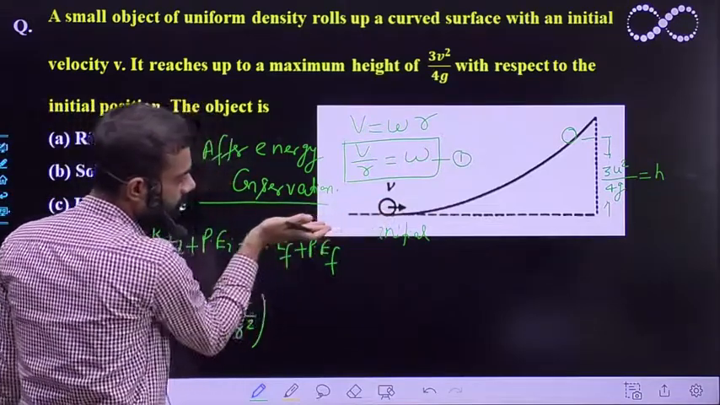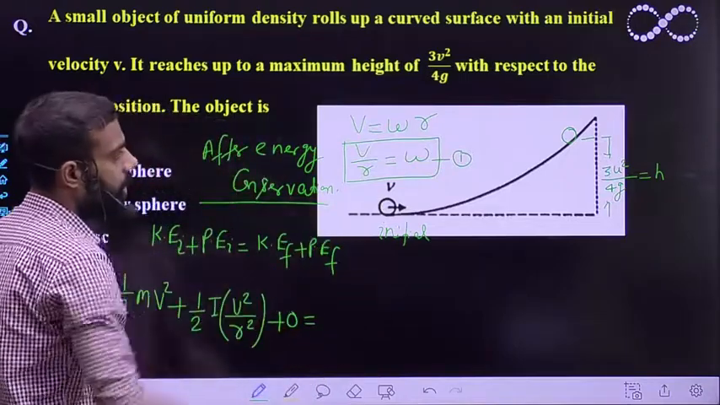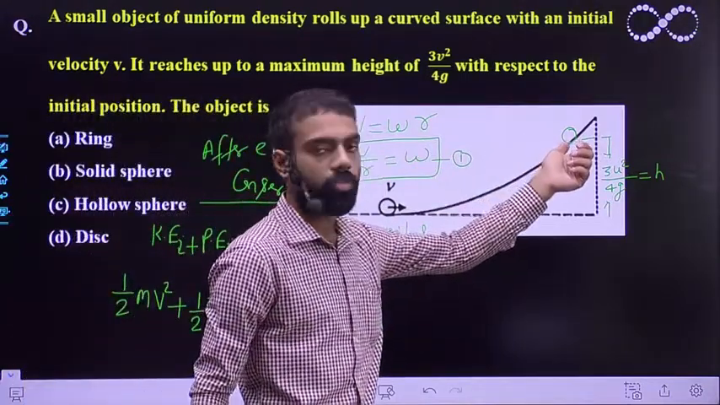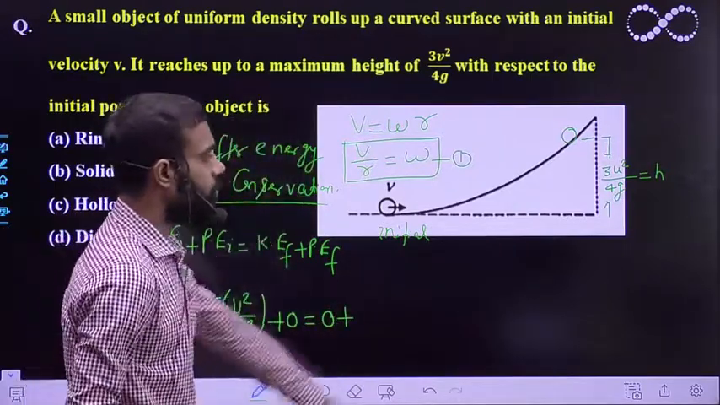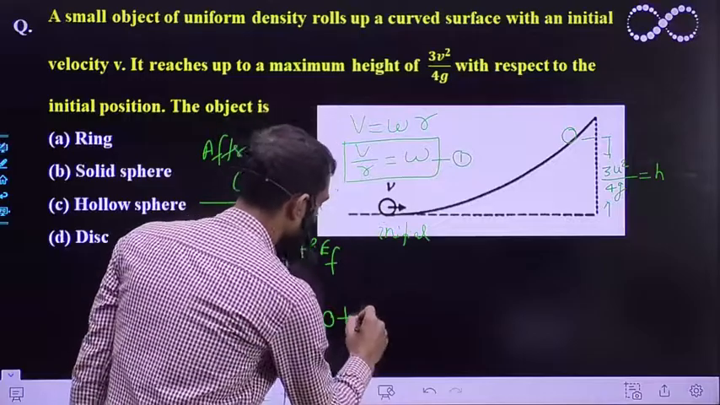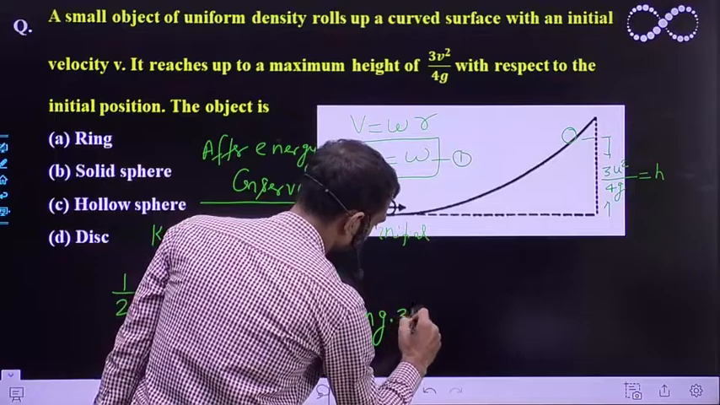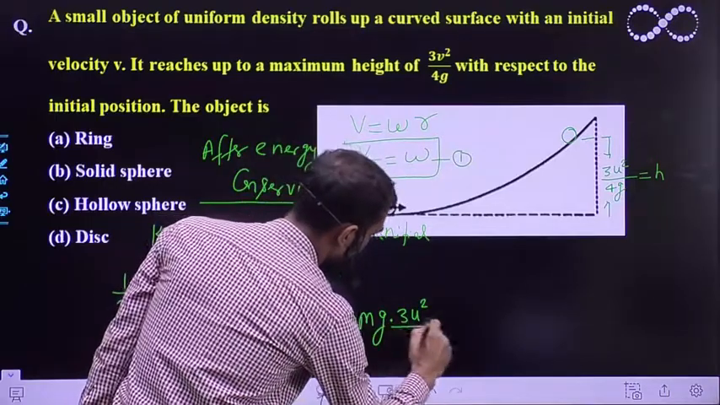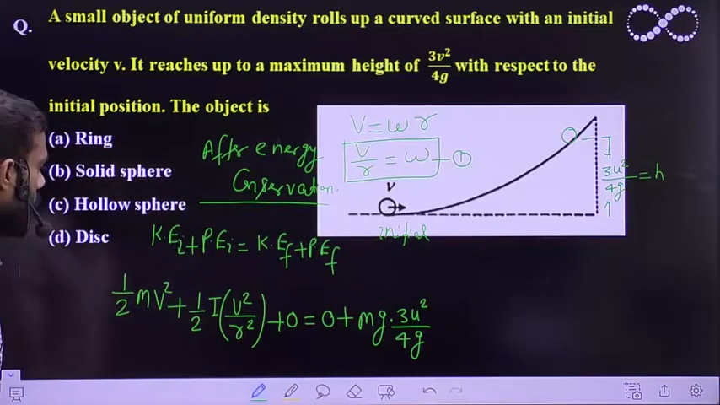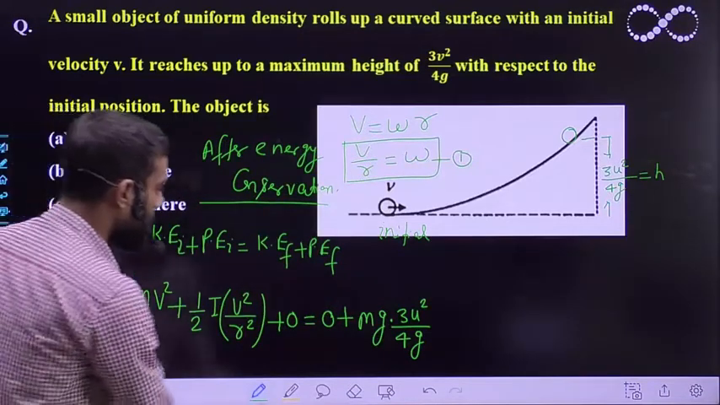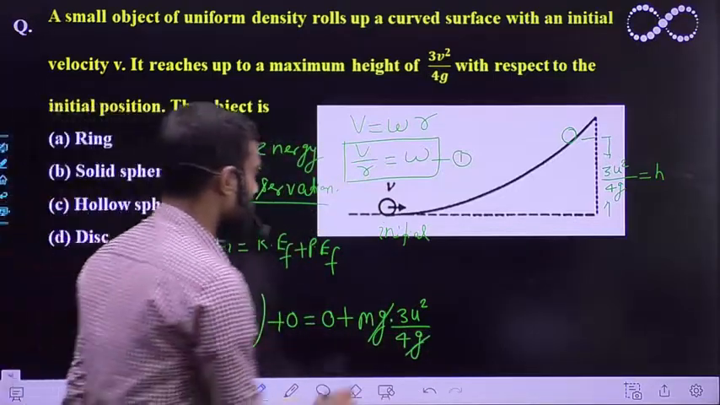Potential energy, I am taking this as the reference line, so the potential energy will be 0. This is equal to the final kinetic energy plus potential energy. When the ball reaches here it will stop, so the kinetic energy will become 0, and the potential energy will be mgh. So that becomes mg, and the value of h is given as 3v square upon 4g. Now you can see, g will get cancelled out from here first. Now I can take this m v square to that side.